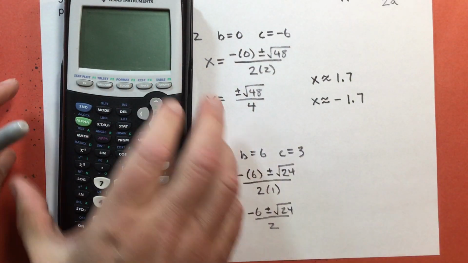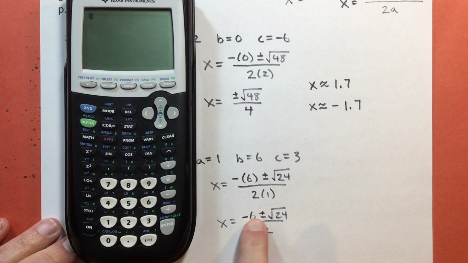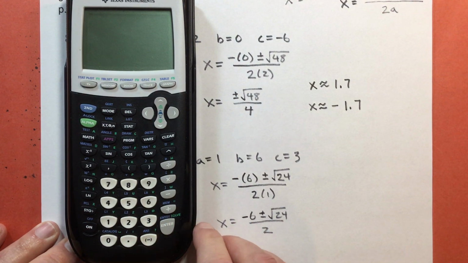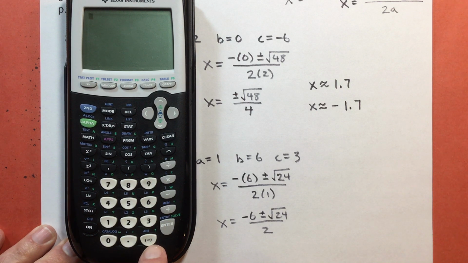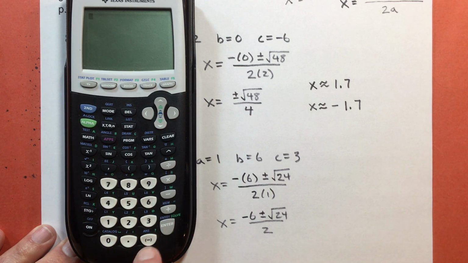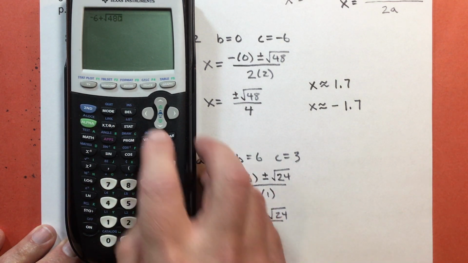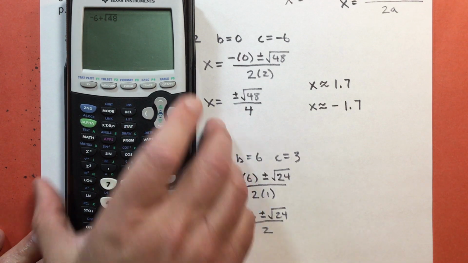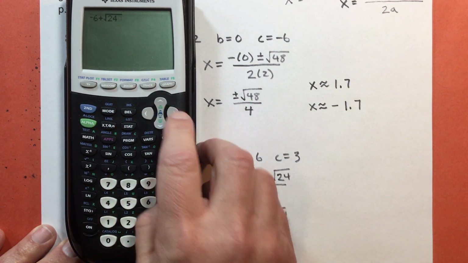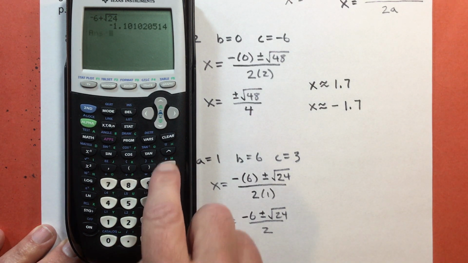So again, we're going to come over to our calculator here, and I'm going to do negative 6 plus square root of 24. Now, if you're using this calculator, most calculators use the subtract sign as the negative sign also. I have to hit negative 6 plus square root of 24. Excuse me, I had 48 in the brain. That was the last one. 24. Hit enter. I get negative 1.1. Now I'm going to divide that by 2.